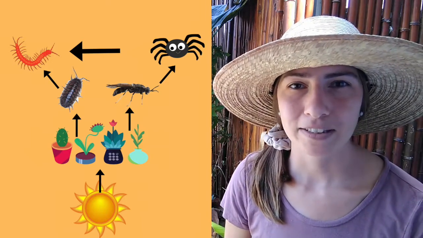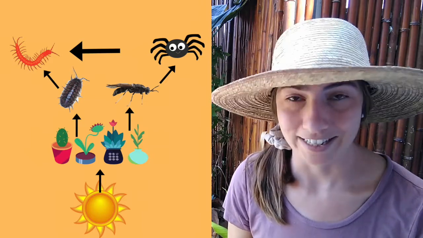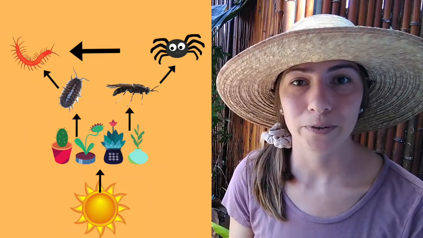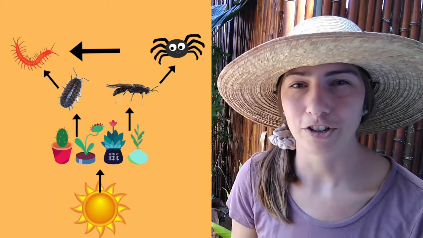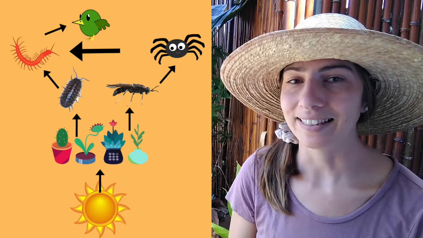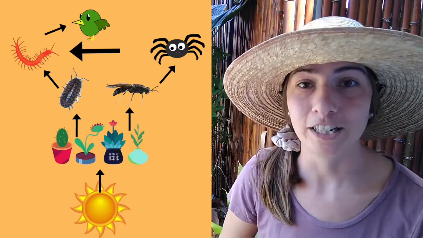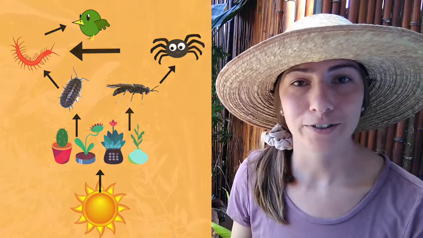And then what happens when maybe that centipede dies? Well, it decomposes, right? And our decomposers will break that centipede down and turn its nutrients back into the soil. Or maybe that centipede gets eaten by a bird, and our food web could continue outside of our soil. Do you see how it's all connected?